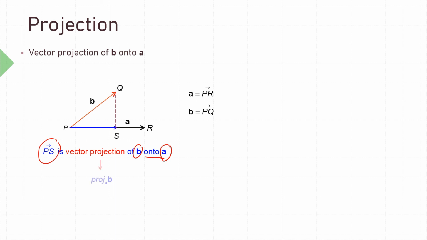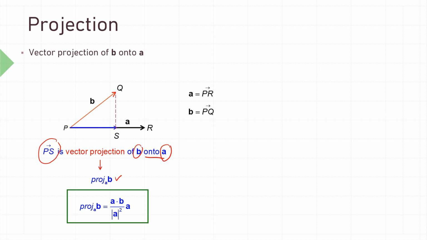This vector projection of B onto A is given by this formula. You just need to remember this formula and plug in the values, then you get the answer.